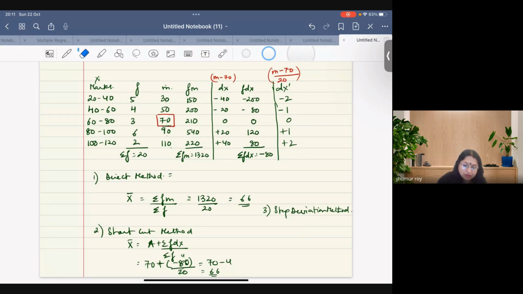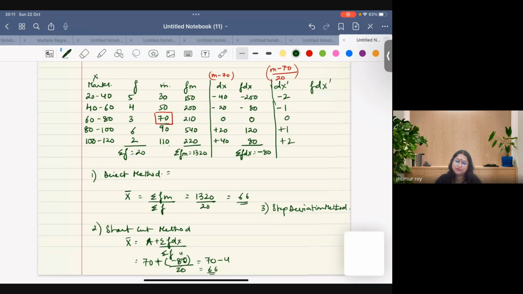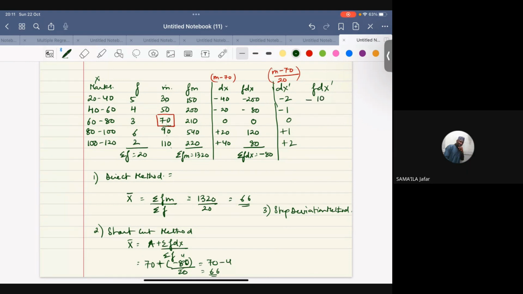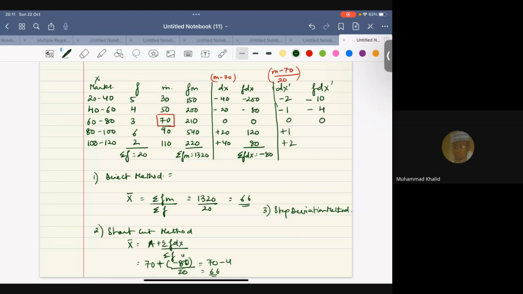After that, we calculate FDX dash. So what is the value? Please tell me. 2 into 5, 10; minus 1 into 4, minus 4; 0; then 1 into 6, 6; and 2 twos are 4. What is the value?